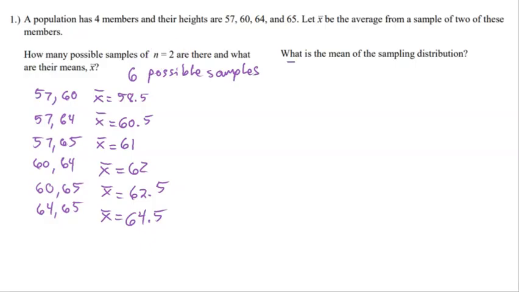Now we want to know, what is the mean of the sampling distribution? Well, this is the sampling distribution, and the mean of the sampling distribution is the mean of all the means. So we would have to add up these 6 numbers and divide by 6. However, we know that the mean of the sampling distribution is equal to mu, the mean of the population. So really all we have to do is add up the 4 members of the population, 57 plus 60 plus 64 plus 65. I'm going to grab a calculator real quick.